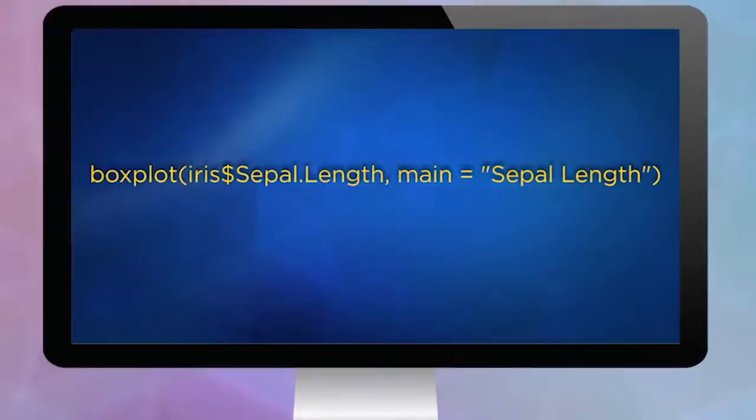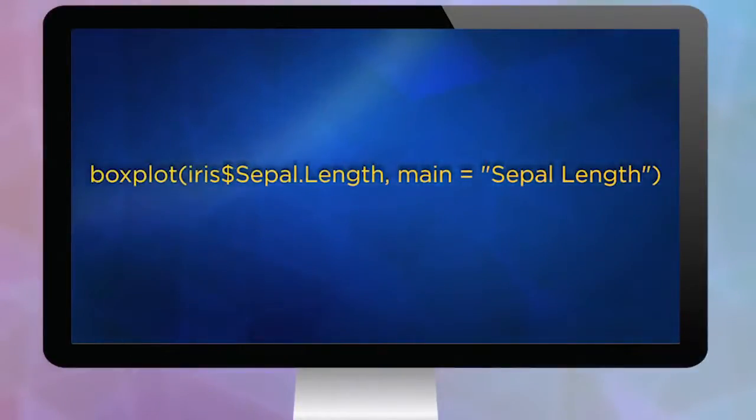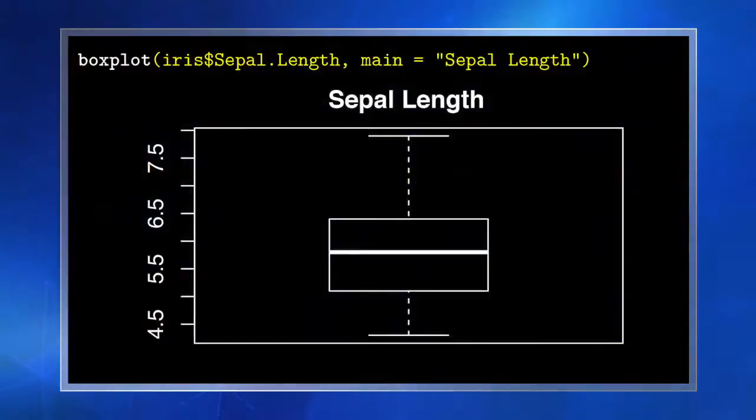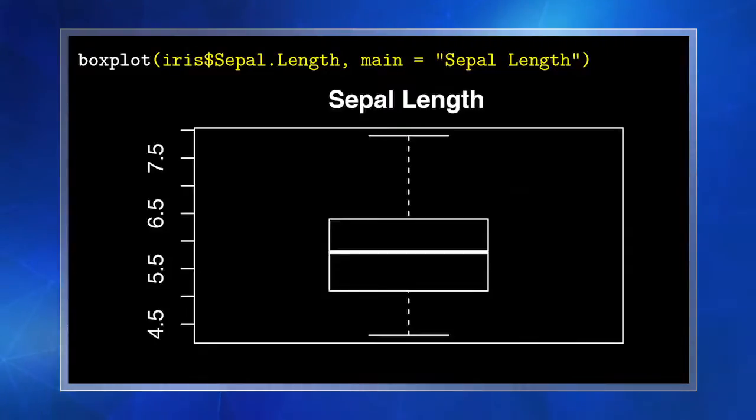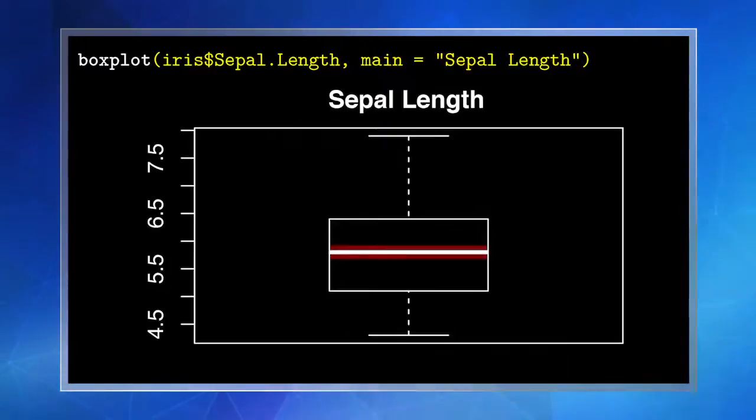Let's do boxplot of our iris$Sepal.Length and put a title on it. Nothing too amazing jumps out at me with this sepal length box plot. Notice you see the range of our data from around 4.5 to just over 7.5. The median is highlighted there.